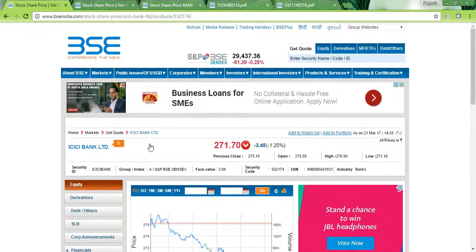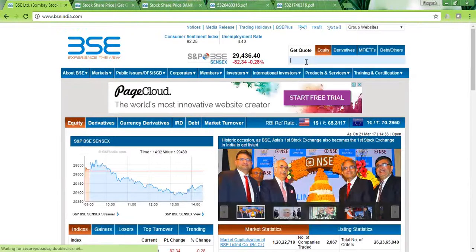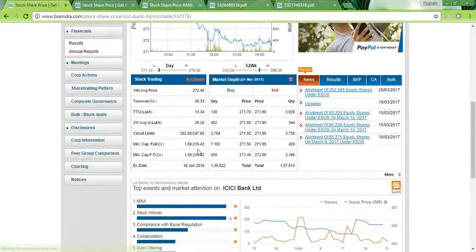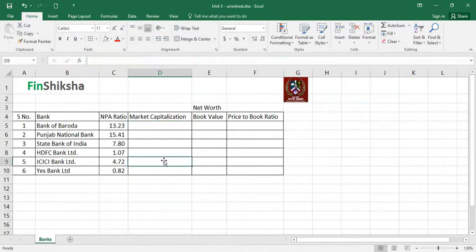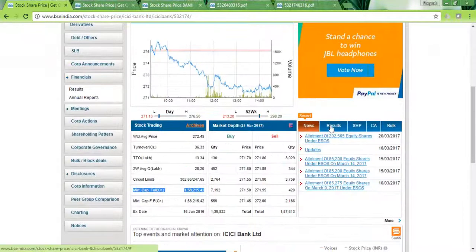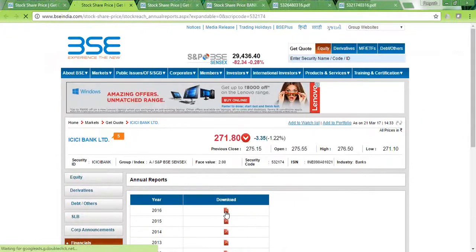So let's start on the BSE website. For the purpose of our understanding, let's go to BSE. Let's search ICICI Bank, for example. On this page, here you get the full market cap of the company. So that's 158215 as we speak. So let's put the number as 158215. And if you click on these results here, you find the annual report here. That's where you will find the annual report. So you can click on annual report tab and you'll get the annual reports. You can click on this and get the last year annual report, right?